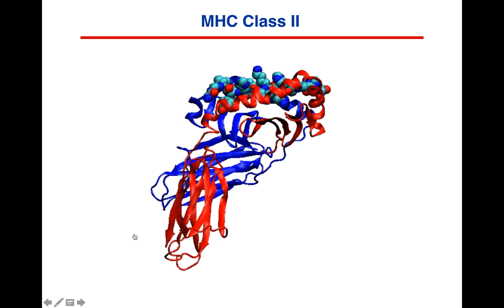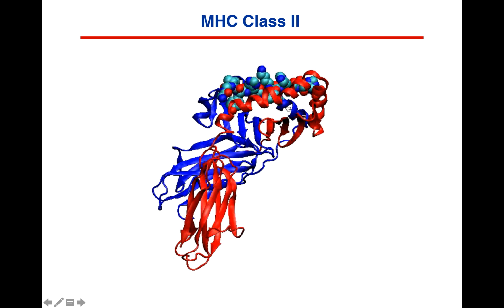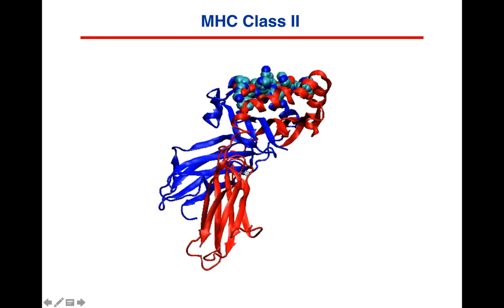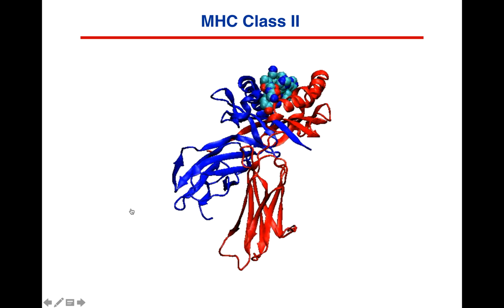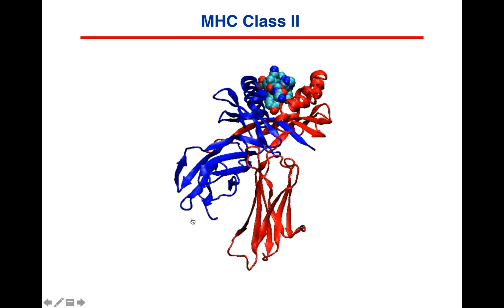Now, here's a movie of one. We see there are two chains, the alpha and the beta chain: alpha in red, the beta in blue. You can see that when they come together, they form a pocket, and that pocket can bind a peptide. Both domains are necessary, and both chains are necessary to form this pocket.